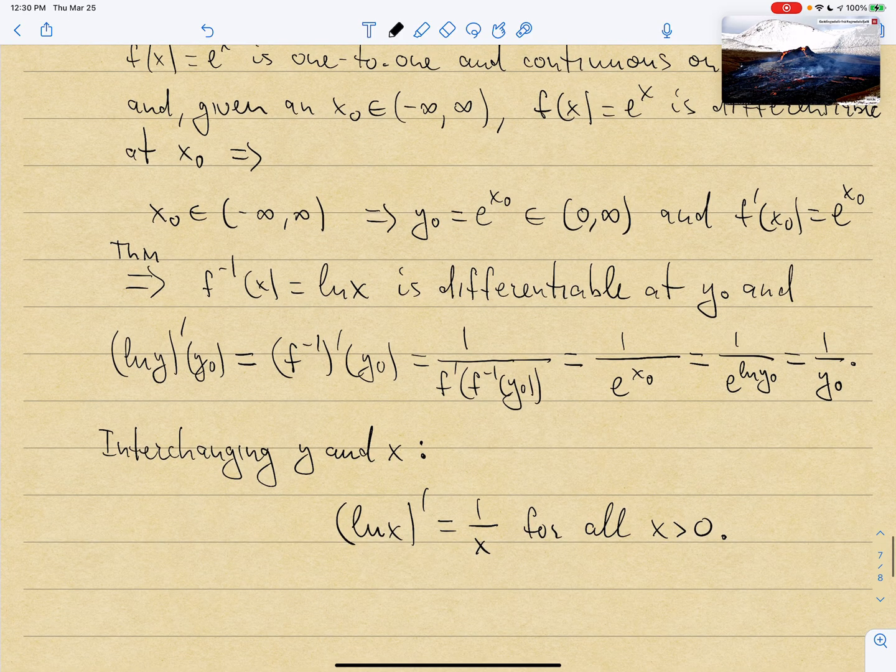Okay, and so that's how you compute the derivative of the inverse, right? It's always based on the derivative of the original function, and then combining the expression for the derivative with the relationship between the function and its inverse, you arrive at the final formula.